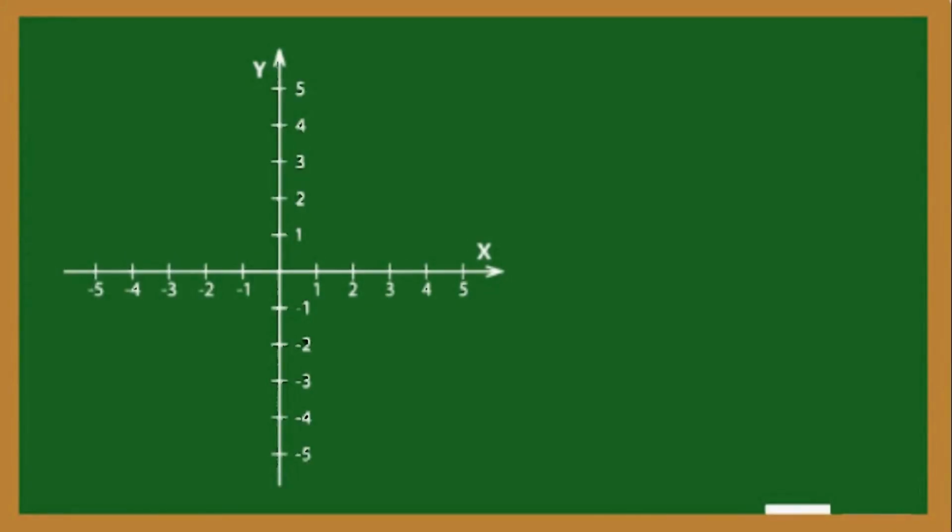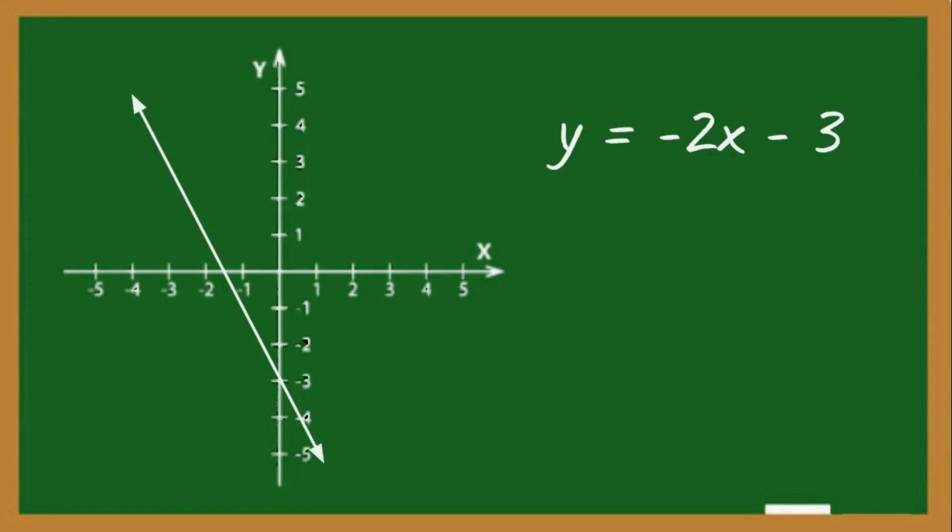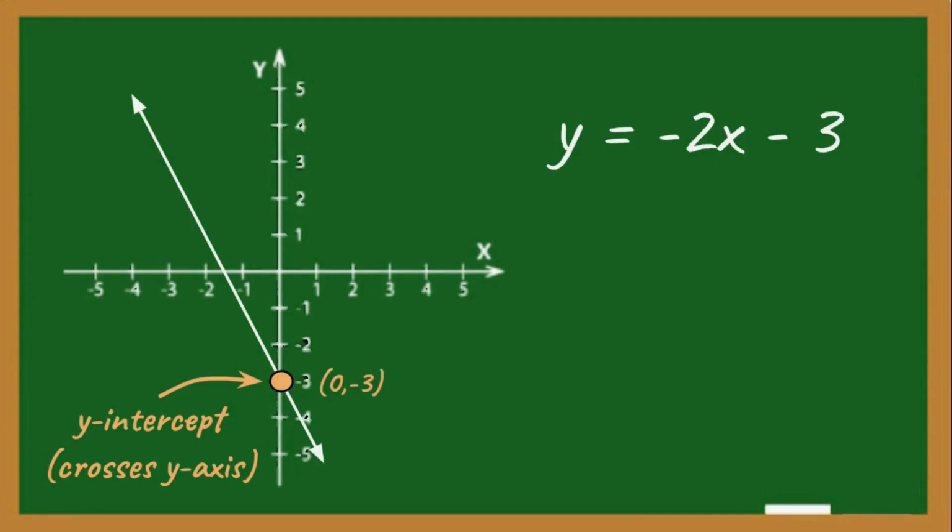To answer that question, let's say we were going to graph the function y equals negative 2x minus 3. That graph would look like this. Notice where it crosses the y-axis. That point is the y-intercept, and it happens at the point (0, negative 3). That's the same negative 3 that we see at the end of our equation. That's b, the value of the y-intercept.